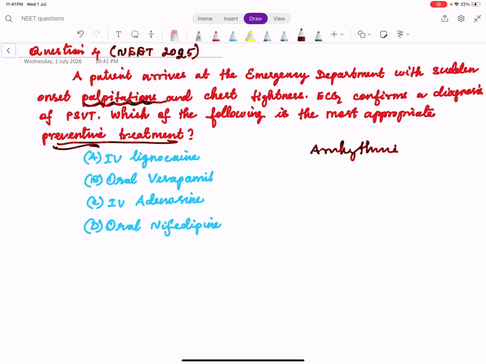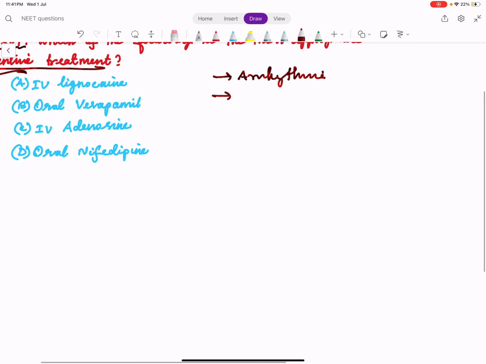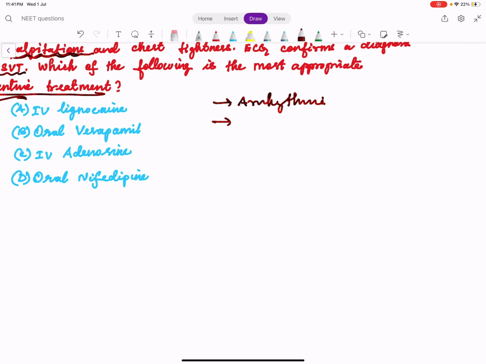and chest tightness. ECG confirms the diagnosis of PSVT. So sometimes they may give an ECG. If an ECG is given with this history, palpitation, chest tightness and arrhythmia history, high heart rate, you just have to see two things. Obviously, when there is tachycardia, the ECG is going to be fast.